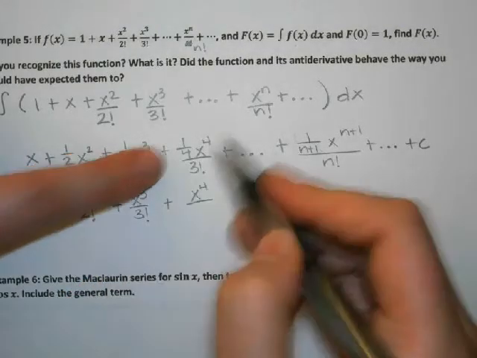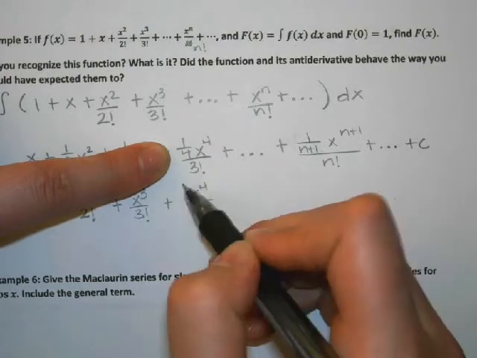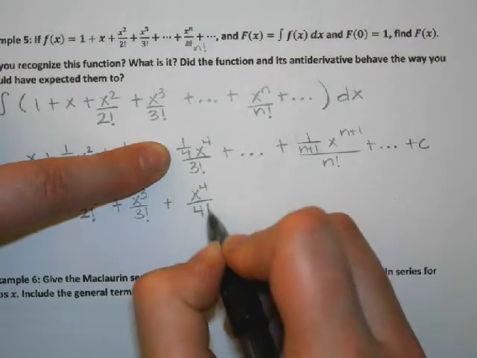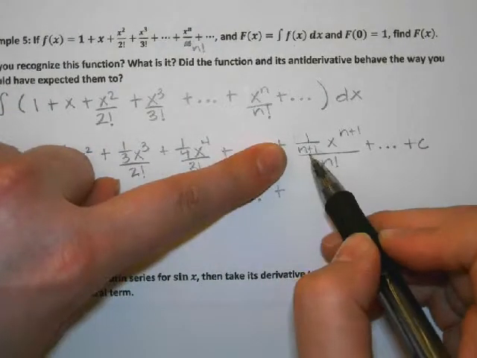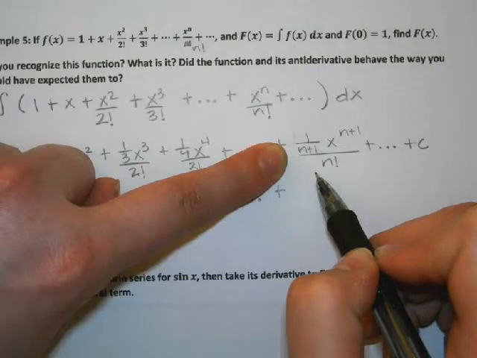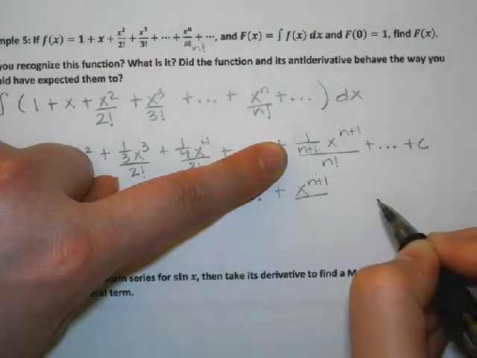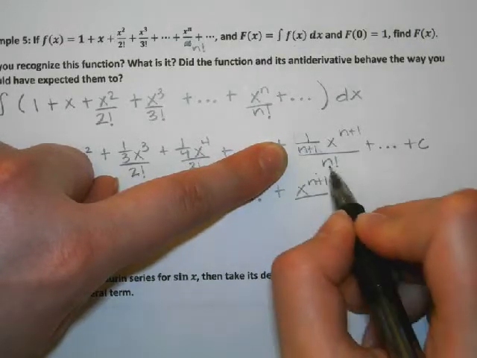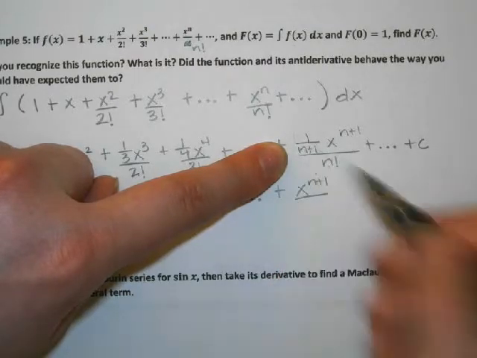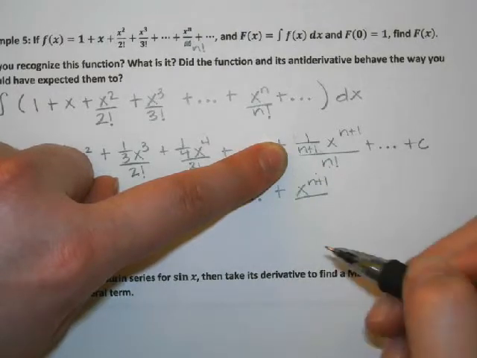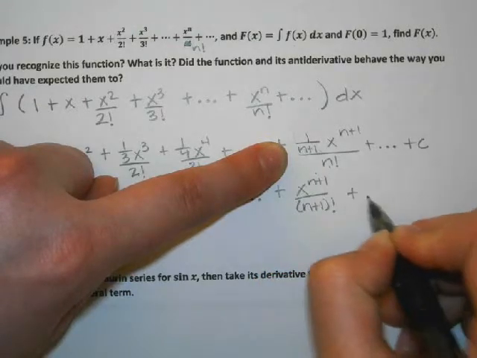And this one's x to the fourth. When I take the 4 and move it down, I already had 3 times 2 times 1, now I have a 4 with it. So 4 times 3 times 2 times 1 is 4 factorial. I'm going to take the n plus 1 and move it down with the n factorial. And so what do I have on the bottom now? N plus 1 factorial, right? Because n factorial would be n times n minus 1 times n minus 2 times n minus 3. So if I put an n plus 1 in front of it, this would be n plus 1 factorial, plus, and then we got our c on the end.